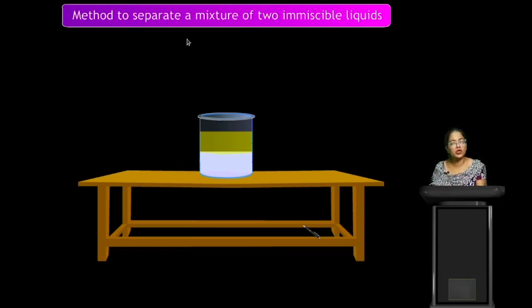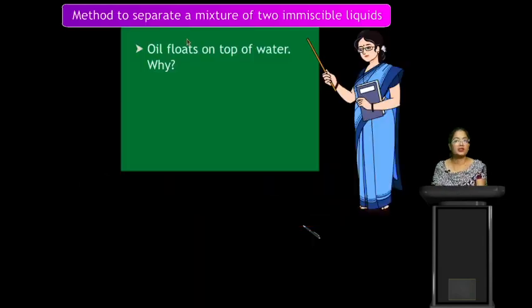Why do you think oil is on top? Yes, because oil is lighter than water. Water is denser than oil, which is why it settles at the bottom. And oil, since it is lighter, goes and settles on the top. So that's how two layers are formed. Oil, like I said, floats on top of water. Why? Can you repeat the same thing? Why?